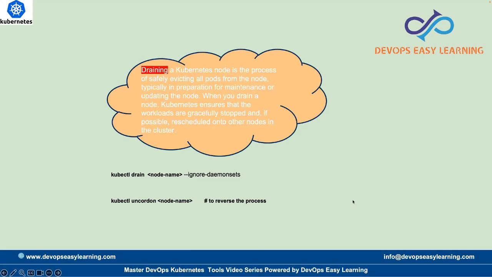When we drain a node in Kubernetes, it means that the node has a problem. This happens when maybe a node is having a problem and we are attempting to fix that node. Maybe we want to do an upgrade on the node, or maybe a node is facing some issue and we want to basically take care of that. So we will drain the node.